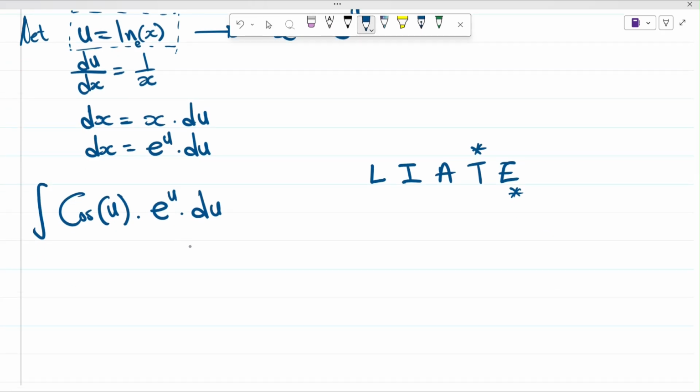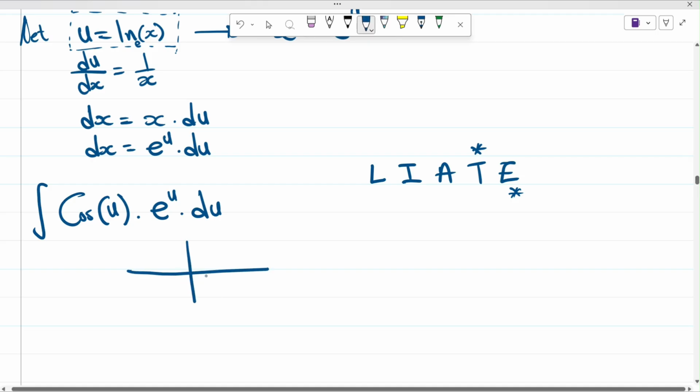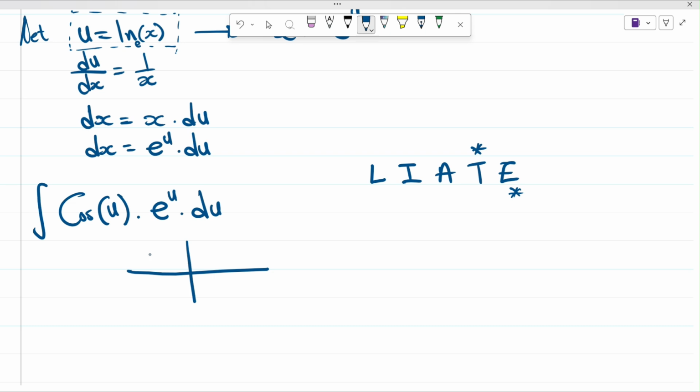So what does it mean? It means that when we draw our cross here, we write the function that comes first here. According to the LIATE order, it's the trigonometric function. So I'm going to write my cos of u, and then write my exponential function, e to the power u. From year to year we differentiate, right? So when we differentiate cos of u with respect to u, it's going to be negative sine of u. And then we integrate e to the power u with respect to u, which is e to the power u. It won't change.